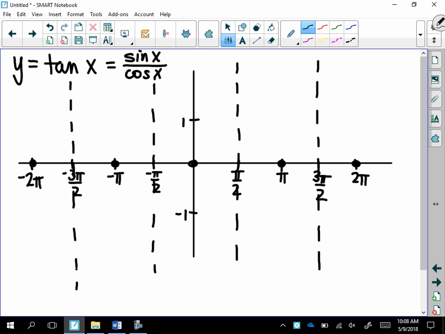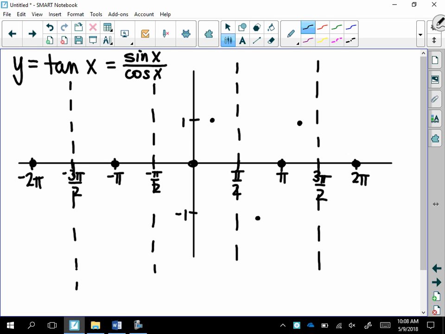So when you think about pi over 4, which would be halfway between 0 and pi over 2, we're going to be at 1. At 5 pi over 4, we're going to be at 1, because that's in the third quadrant. At 3 pi over 4 in the second quadrant, we're going to be at negative 1.